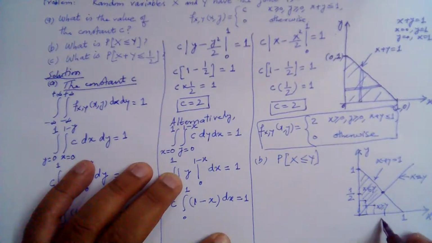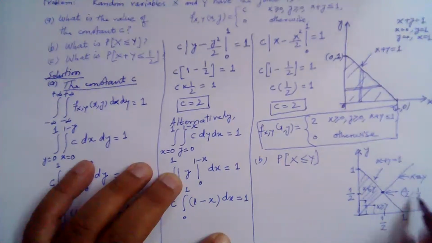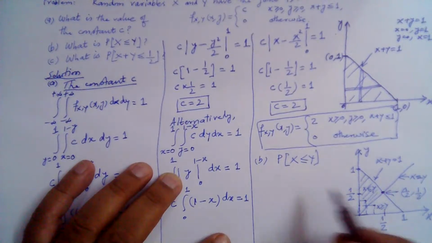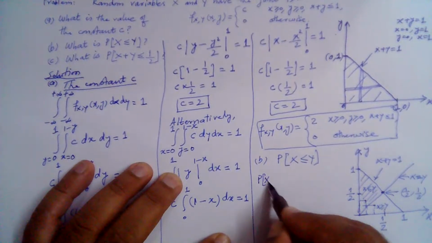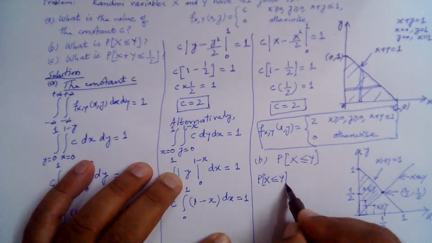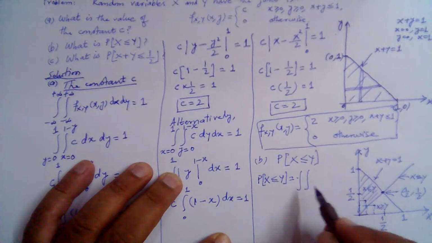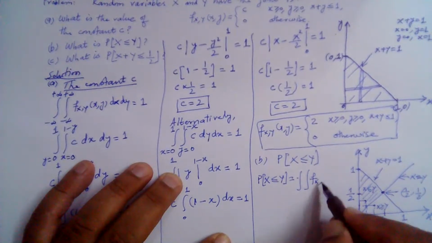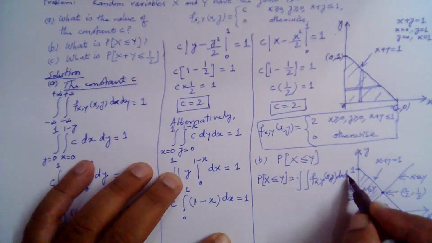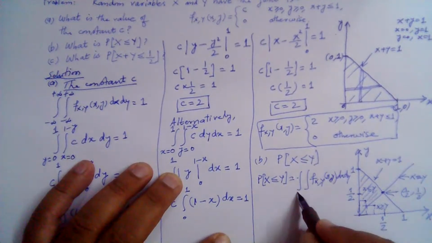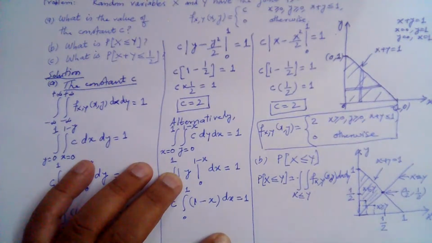So this is x is equal to 1 over 2 here. So the coordinates of this point are 1 over 2, 1 over 2, right? So now the probability that x is less than or equal to y is given by this double integral. We need to integrate this joint density function dx dy over this region, x is less than or equal to y.